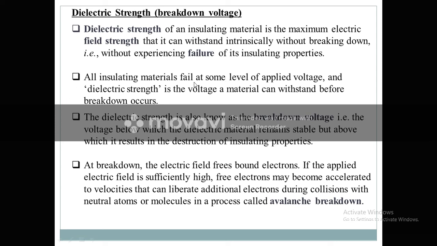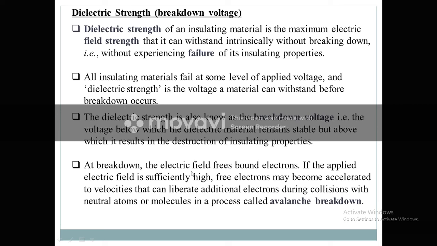All the insulating materials fail at some level of applied voltage, and dielectric strength is the voltage a material can withstand before breakdown occurs. Okay, so we will study the breakdown processes for the different dielectric materials, for example the gaseous dielectric materials, the solids and the liquids, in detail. So it is just a brief introduction to the breakdown strength.